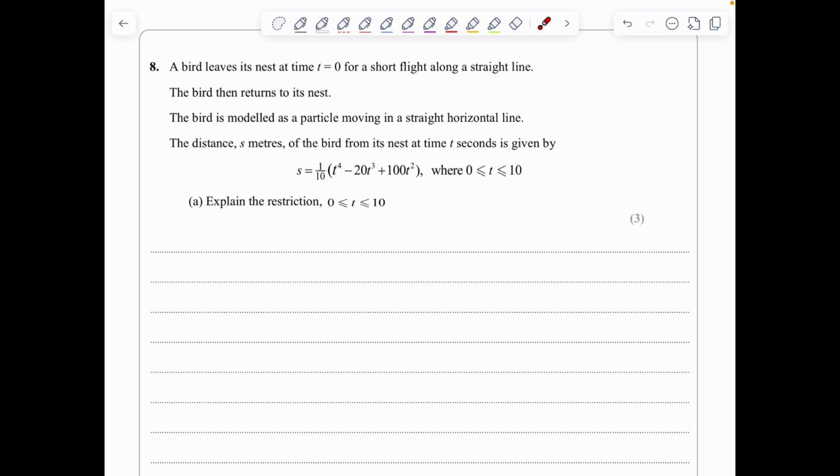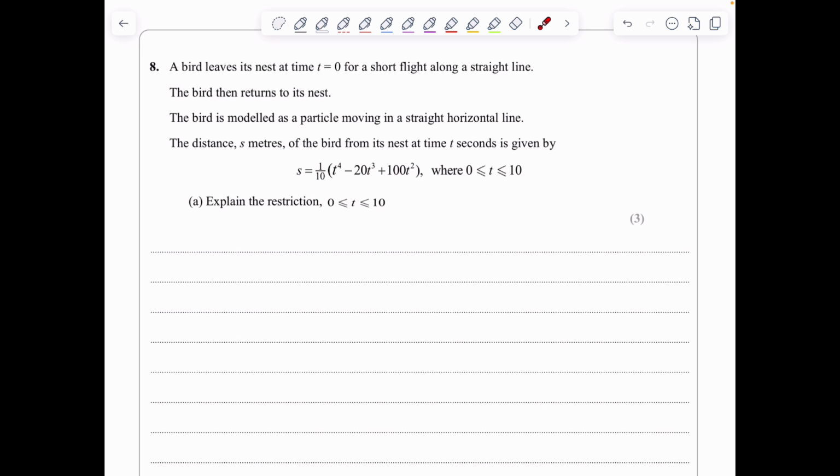In question 8, we've got a bird leaving its nest at time t is 0 for a short flight along a straight line. The bird then returns to the nest. Now the bird is modeled as a particle moving in a straight horizontal line. The distance s meters of the bird from its nest at time t seconds is given by this expression here, where t varies between 0 and 10, and we need to start off by explaining the restriction that t has to be between 0 and 10.